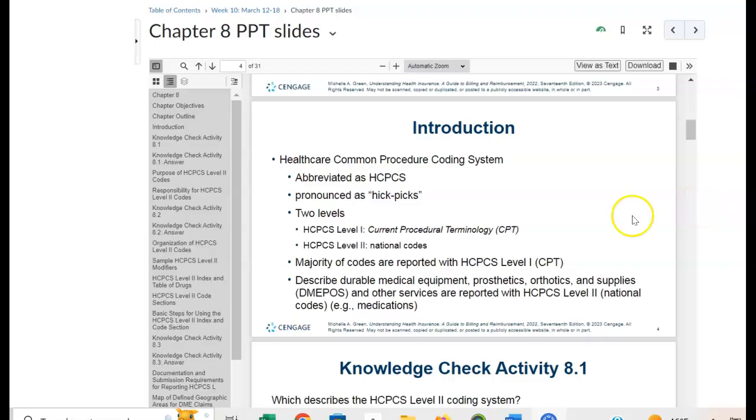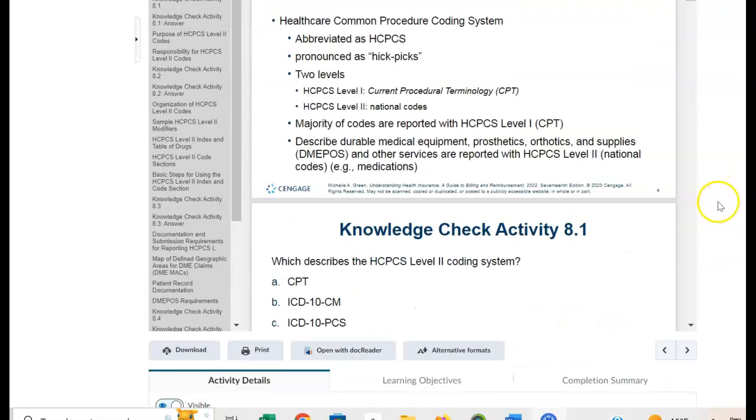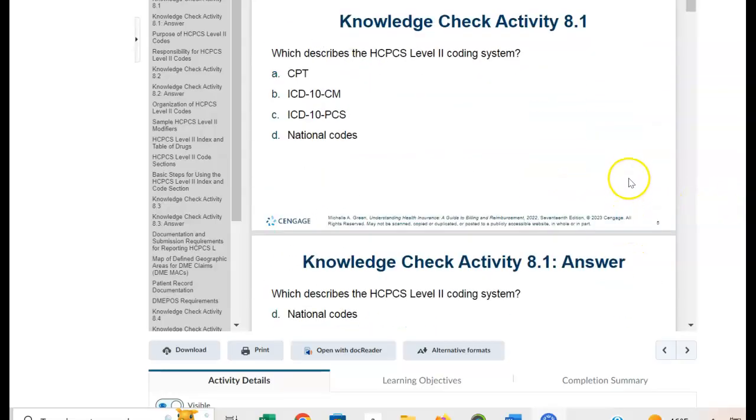So, we've talked about HCPCS before. It's pronounced HCPCS. It is level 2. We have two levels. Level 1 is the CPT. HCPCS level 2 is national codes. So, one thing to remember with HCPCS level 1 is that they're going to be the CPT. We also have HCPCS that describe, as I stated before, durable medical equipment, prosthetics, orthotics, supplies, and other medical services. Medications, I talked about those before too.